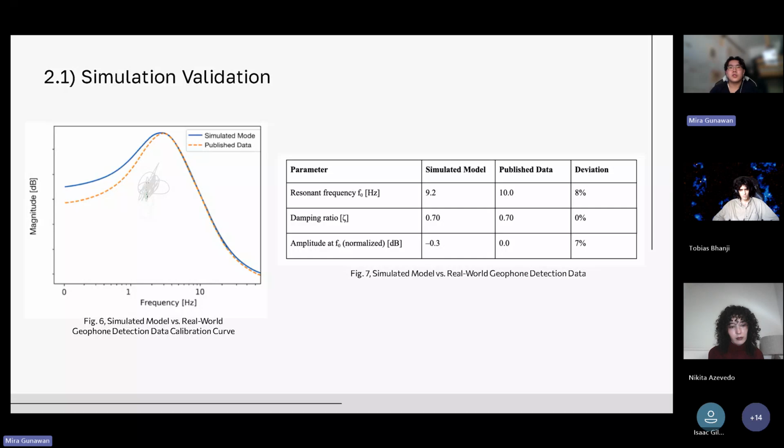Following that, on the right, figure 7 showcases the key metrics within a table. It's just like the graph: the simulated resonant frequency is 9.2 hertz, juxtaposed with the published data yielding 10 hertz, with an 8% error, and the simulated and published damping ratio both have a zeta equal to 0.70 with 0% error. And remember, there are no units for zeta. The simulated amplitude at the baseline frequency yielded negative 0.3 decibels versus the published data, which yielded a 0 decibel amplitude, with a 7% error.